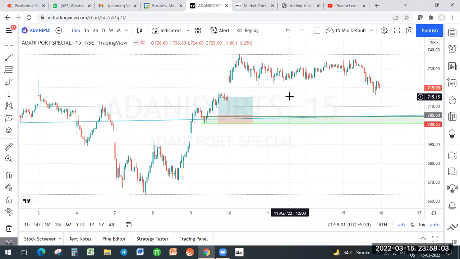If you would like to take this trade, you can look at these markings, plot it on your own chart, and take the trade if you find it convincing enough.